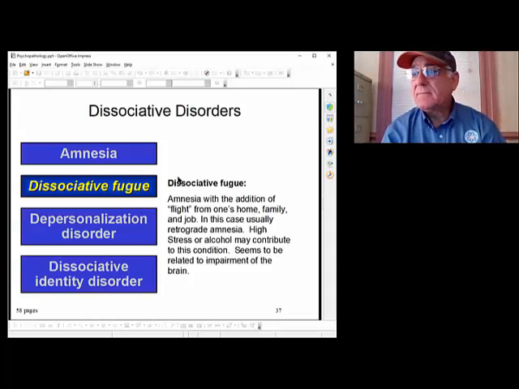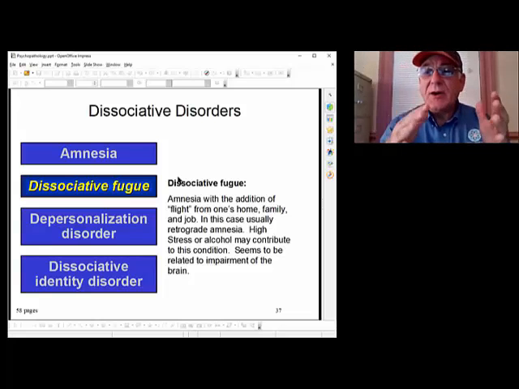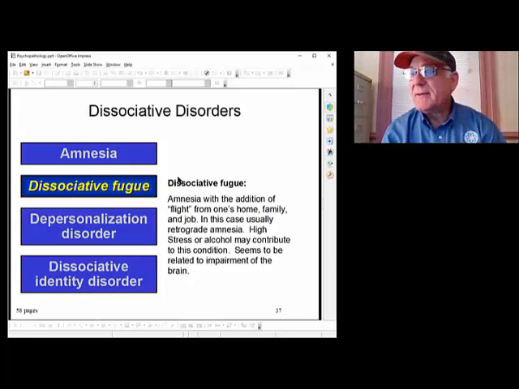You get that? Do you understand that? It is a conscious loss of where you're supposed to be, but unconsciously, you do know where you're supposed to be.